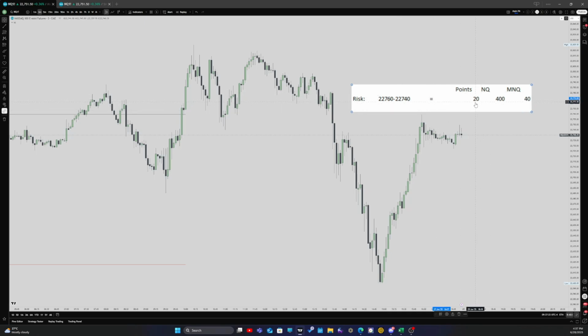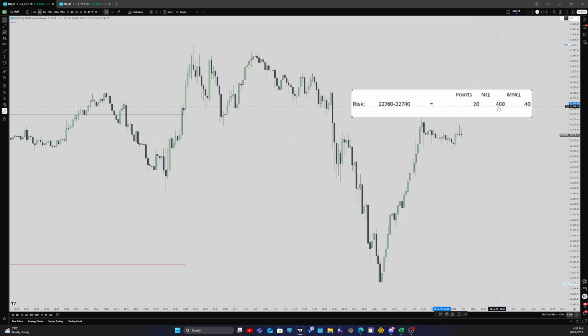What does that mean on Nasdaq? It means 400 bucks. If maybe I just want to risk $200 for this trade, I would go to micros, sorry. So in the case of the micro Nasdaq, 1 point is $2, right? So that's how you size up on the fly.